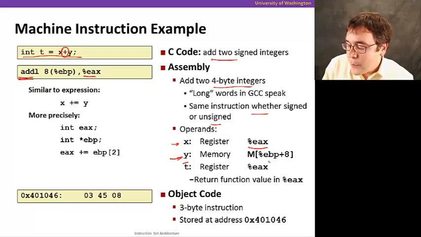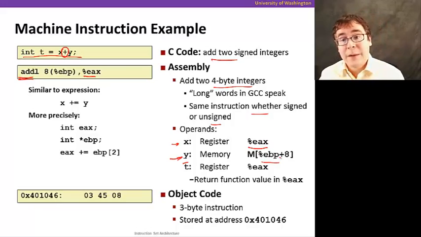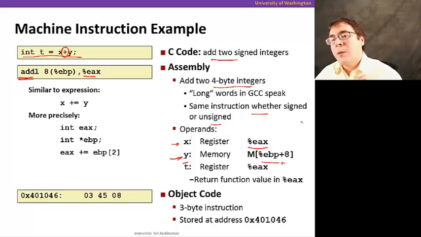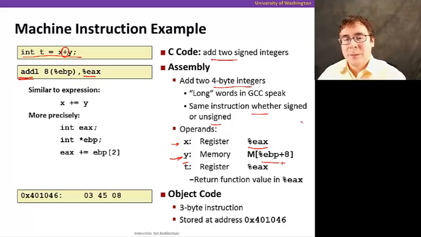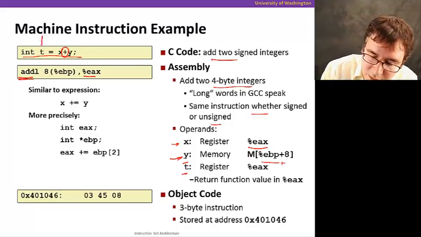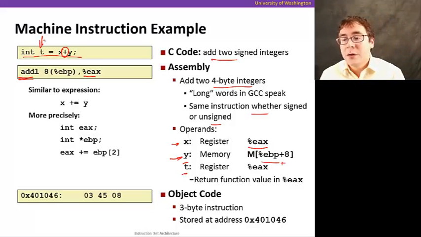It's located in the memory that is represented by the contents of register EBP, which is the stack base pointer, plus 8. Using this expression, you're telling the processor that one of the other operands in this addition happens to be stored in memory, and it's 8 bytes away from the address contained in register EBP. Great. Now t here, which is where the result of our addition goes, also happens to be a register, which is EAX. So in fact, EAX is both an operand as well as the destination of the operation.